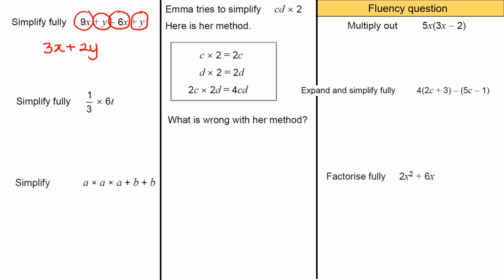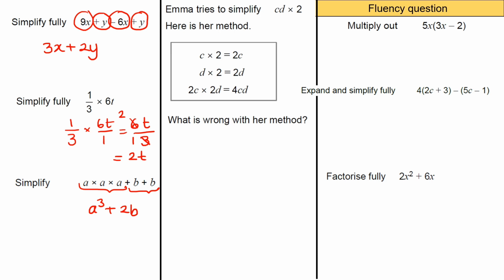Simplify fully, 1 over 3 times 6t. Remember guys, this is the exact same thing as 1 over 3 times 6t over 1. And when we're multiplying fractions, we just multiply the numerators and the denominators. So 1 times 6t is going to be 6t, divided by 3 times 1, which is 3. They ask us to simplify this fully. 6t divided by 3 is going to be 2t, because there are 2 3's in 6 and 1 3 in 3. A times A is going to give us A squared, and B plus B is going to give us 2B. And that's our answer for that question.